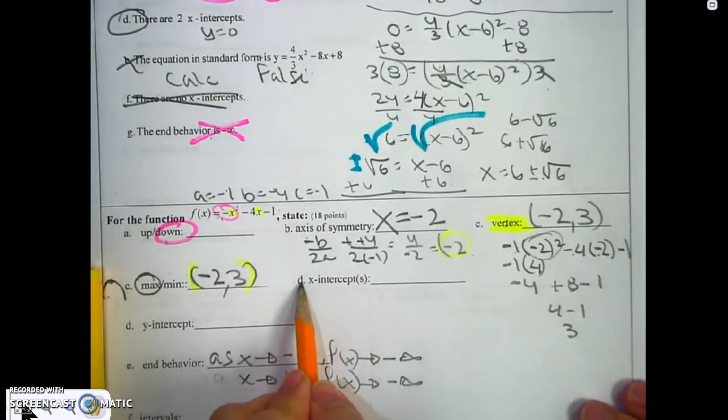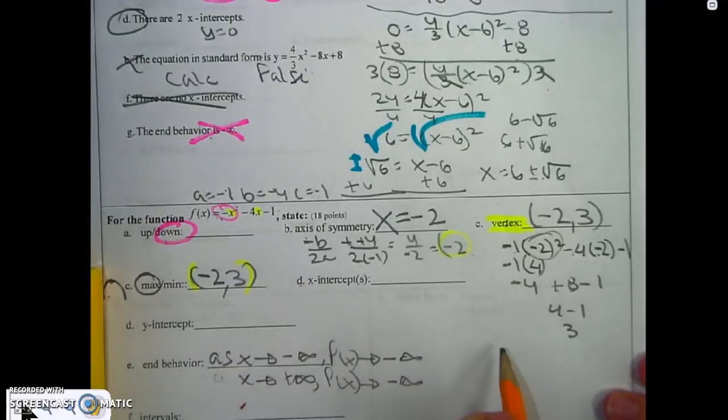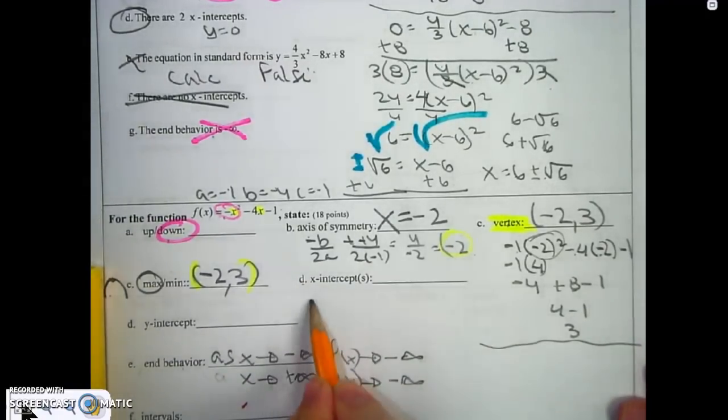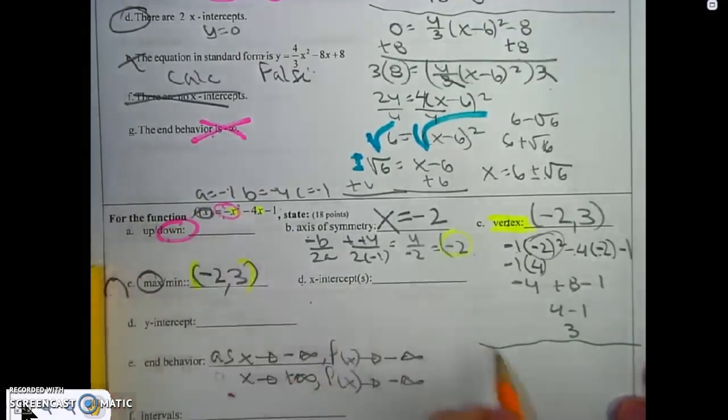Let's do the x-intercepts first. So to get the x-intercepts, you've got to set the y equal to 0.